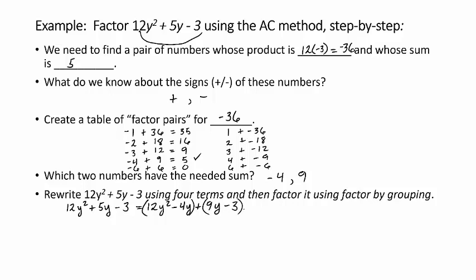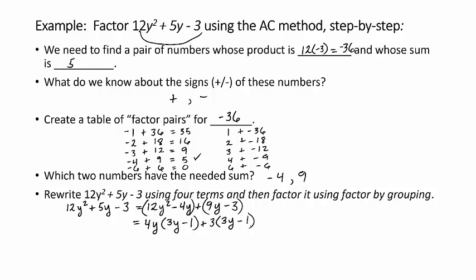Okay, so now we're out of the first grouping. I've got 12y squared minus 4y. So I can factor out of that 4y, right? And I'm left with 3y minus 1. Right? When you factor 4y out of 4y, you just have 1 remaining. Okay, and in the second grouping, 9y minus 3, I can pull out a 3, right? So then I have 3y minus 1 remaining when I factor a 3 out.